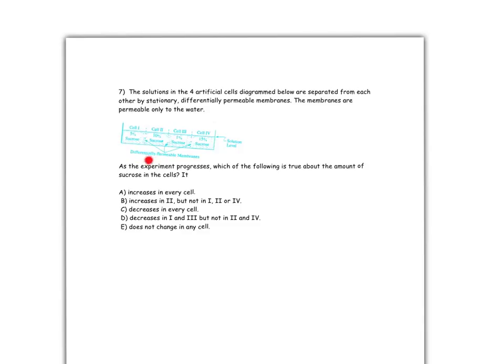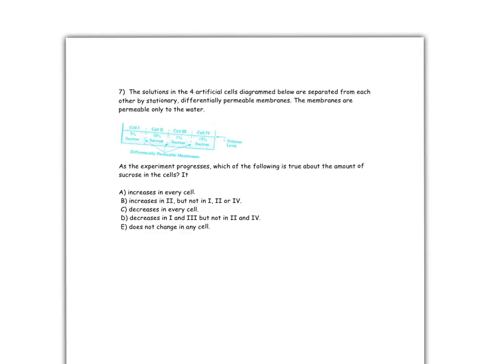They're differentially permeable, which is another way of saying semi-permeable. Differentially means it's choosy in what it lets through. Sucrose will not go through, right? But let's go ahead and read it and make sure. The solutions in the 4 artificial cells diagrammed below are separated from each other by stationary, meaning they're not moving, differentially permeable, meaning semi-permeable, membranes that will allow some things through but not others. The membranes are permeable only to water, so water does move through, but that's all that goes through. So sucrose won't be able to get through.